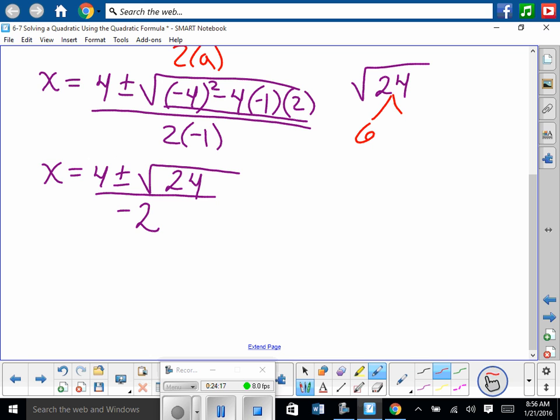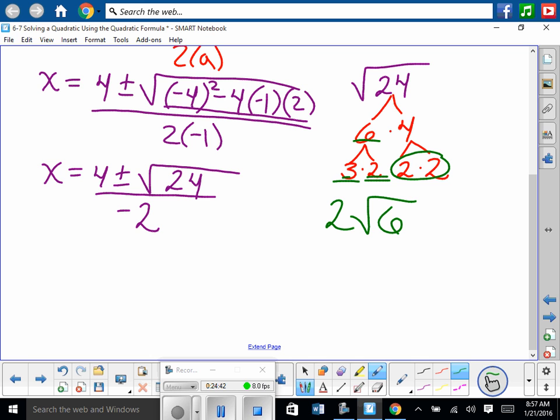24 breaks down into 6 times 4. 6 breaks down into 3 times 2. 4 breaks down into 2 times 2. Pulling out groups of 2 because it's a square root. So we're pulling out a 2. Can't pull out a 3, can't pull out a 2, so those are going to stay underneath. We're pulling out a 2 for those two 2's. So we pulled out a 2, and left underneath was a 3 and a 2. So really left underneath was 6. So we have 2 square roots of 6. Comfortable with that? Yes. So instead of this, we just simplify that to be 2 square roots of 6.